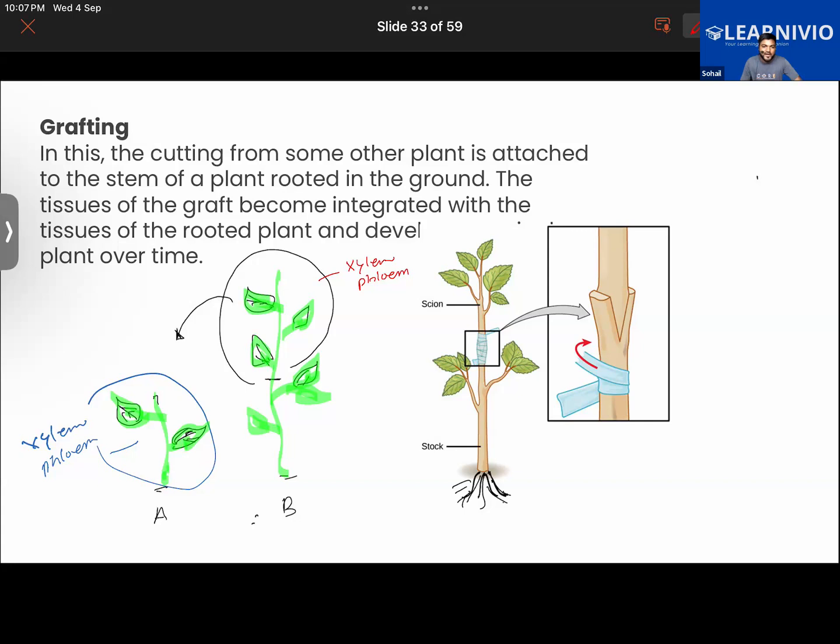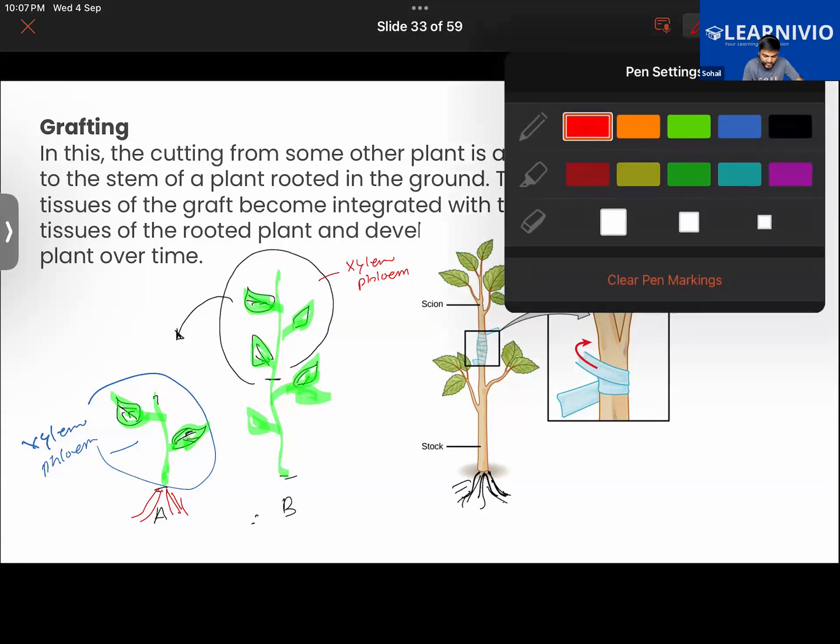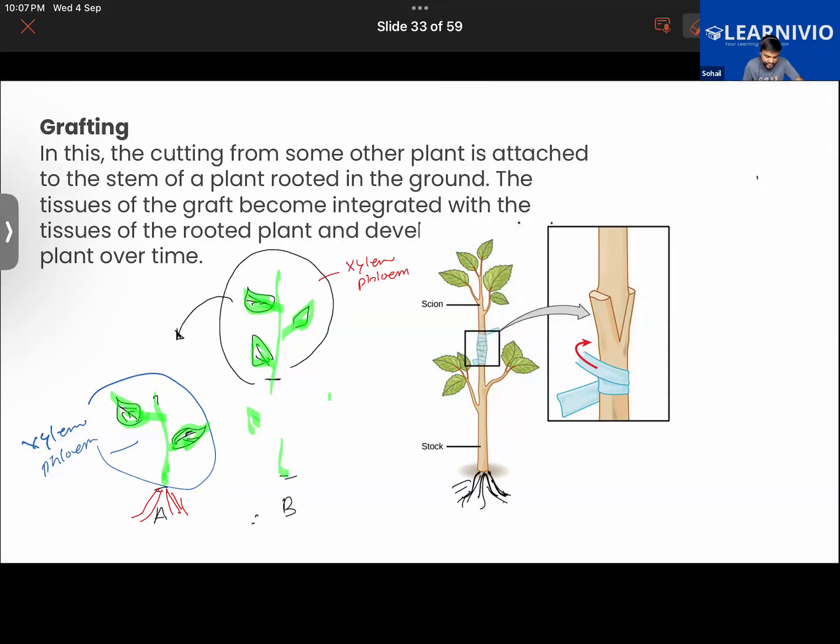Now, while we will be choosing the two plants, variety A and variety B, variety A has the root system in it, while variety B has the shoot system in it. For the variety B plant, we took only the upper part of the plant, only the stem was taken. I'm going to erase this for you guys to understand it more appropriately. Now is it clear? So the root system is that of plant A, while the shoot system will be that of plant B.